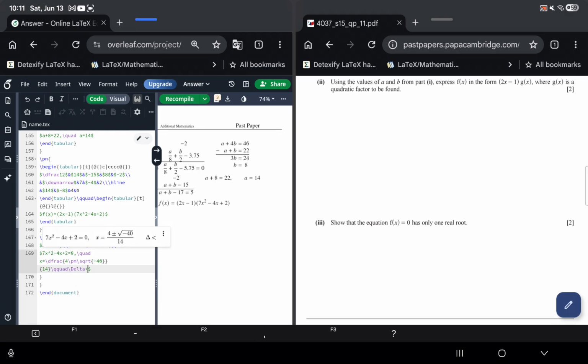Delta is less than 0, meaning it has no real roots. Okay, yes, if we simplify this will be 4 plus minus 2 root 10i all over 14, which simplifies to 2 plus minus square root of 10i all over 7. But we are not talking about complex numbers right now.